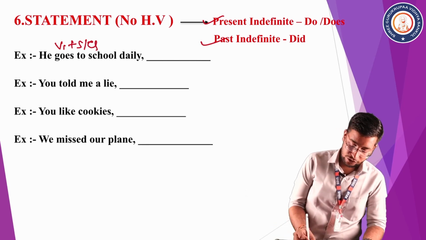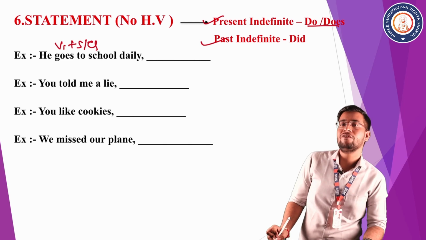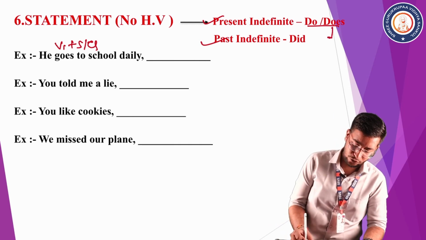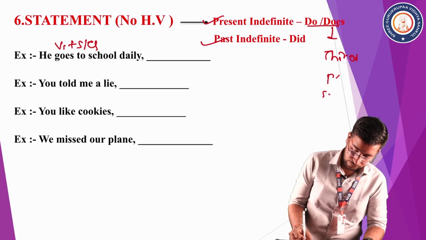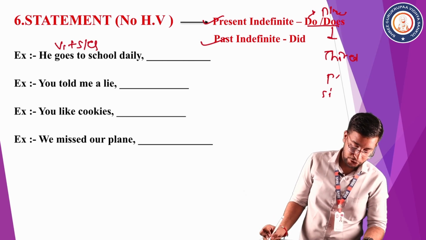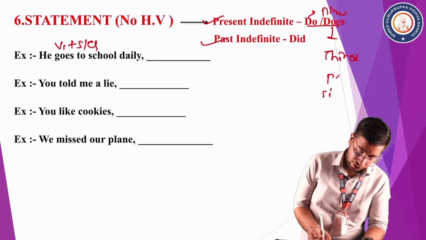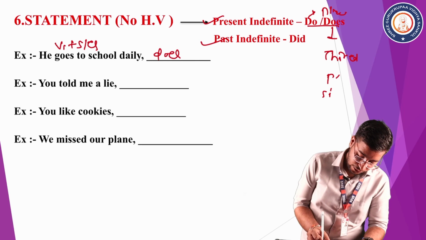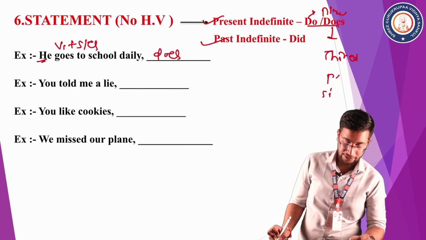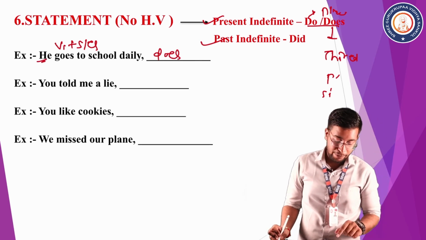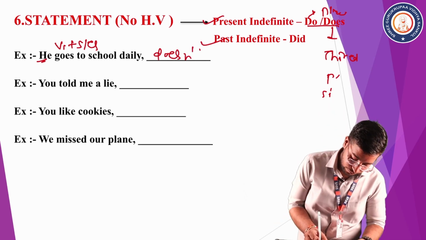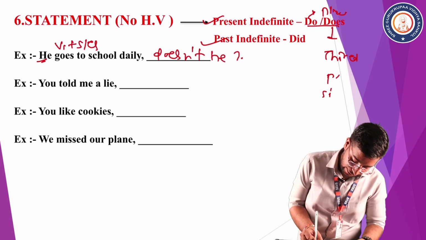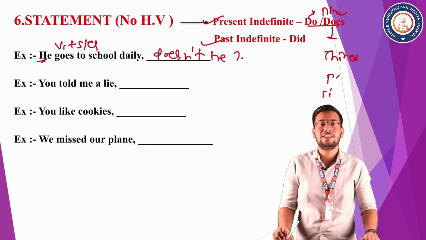Yes. Now the question comes: where do we use do and where do we use does? I think you are aware that we use does with third person singular and do with plural. I think it is clear to you. So we will use the helping verb does. Why does? Because he is our singular subject. So it will become does, and because it is an affirmative sentence, it will become doesn't. Doesn't he?